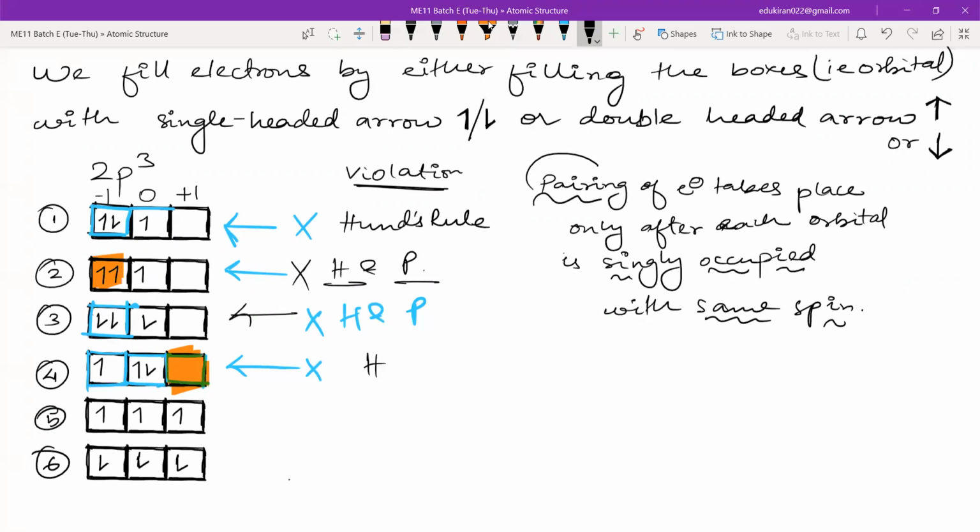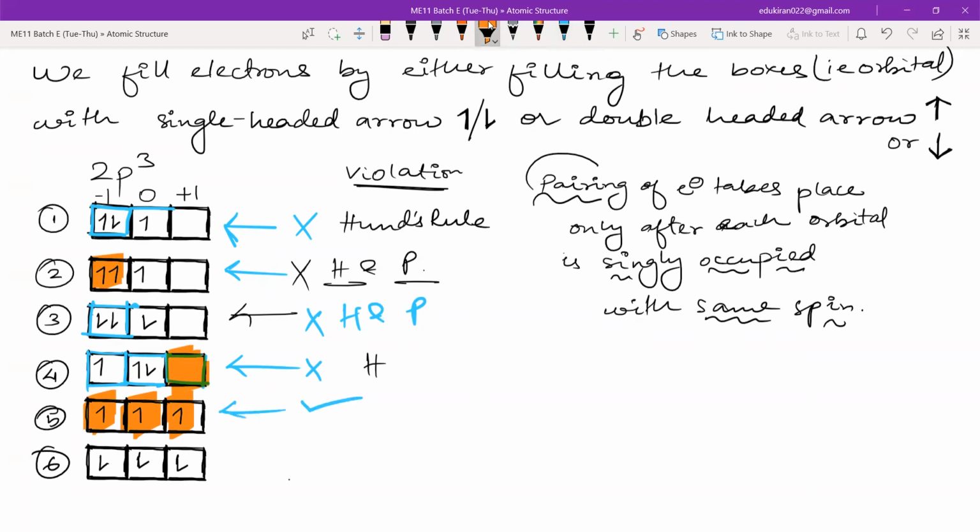Now the fifth one is fine. All are singly occupied. This is singly occupied, this is singly occupied, this is singly occupied. So they all are at the same level. They all are happy. That is why this is right. What about the sixth one?